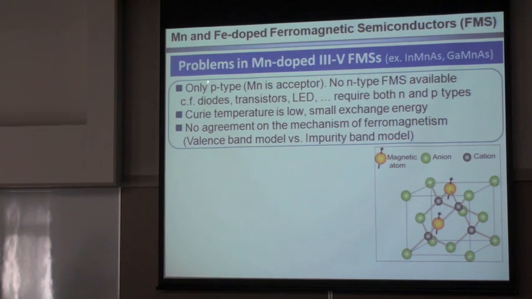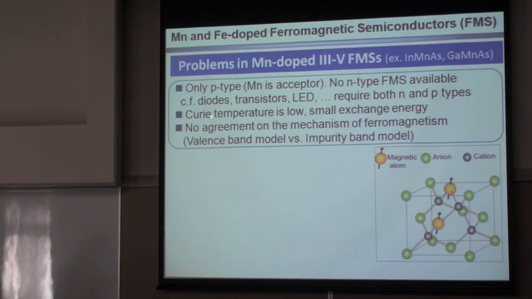However, there are some problems in such manganese-doped III-V. First, there are only p-type materials because manganese is an acceptor in III-V. And there is no reliable n-type ferromagnetic semiconductor. And as you know, all semiconductor devices, diodes, transistors, LEDs, require both n-type and p-type.